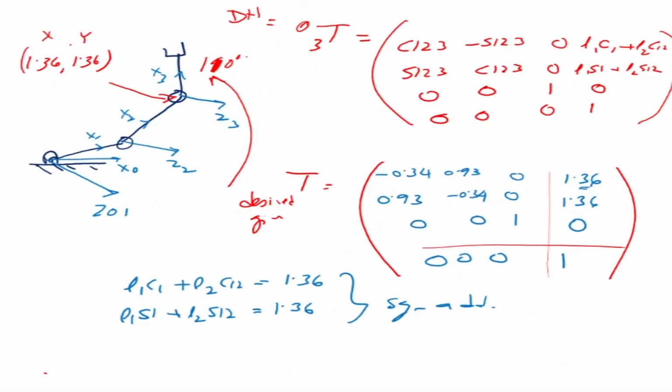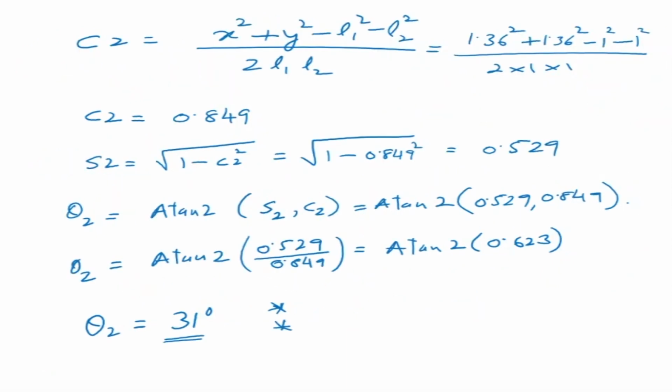So now we see that when we use only two decimal places, we get 31 degrees. 31 point something will come. So this is almost 30, and theta 2 is coming as 31 degrees. That's why it's very important to take the maximum number of decimal places, because you're dealing with sine and cos. Now once you've got theta 2, you need to find theta 1. Next is find theta 1.